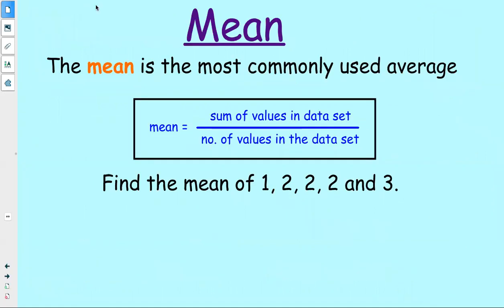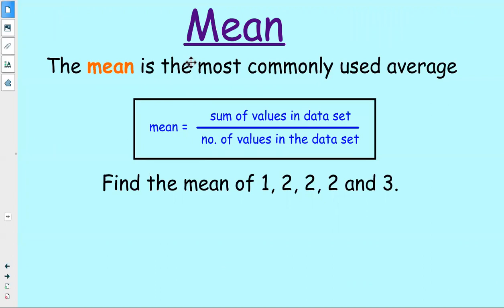Okay, mean. I would say the mean is the most commonly used average. When someone asks you to work out the average of something, it is probably the mean that most people use. You add all the values together in the data set. What I mean by a data set is just a group of numbers or values. Add them all together, and then divide by how many values there are in that data set. So for example, it says find the mean of 1, 2, 2, 2, and 3.